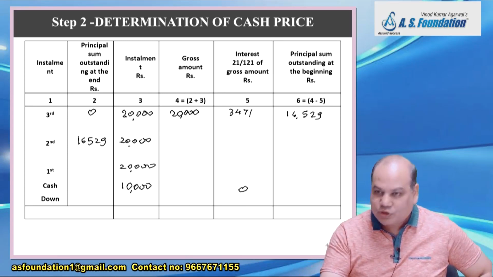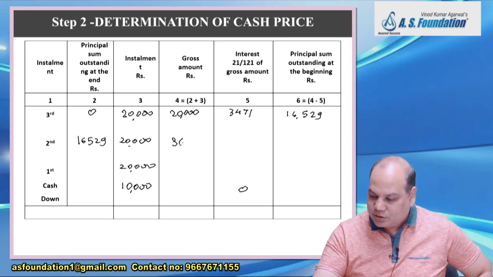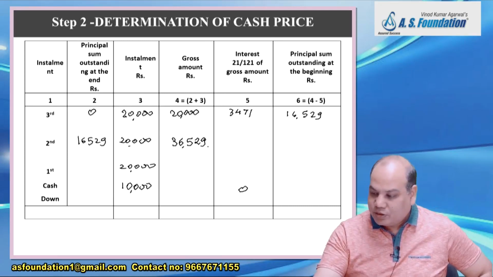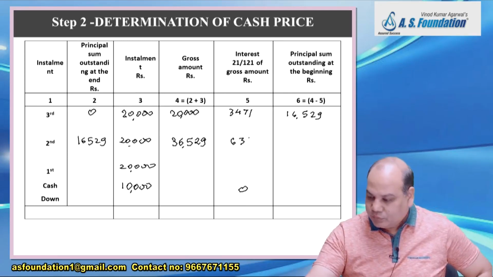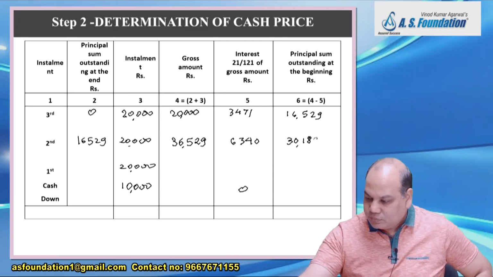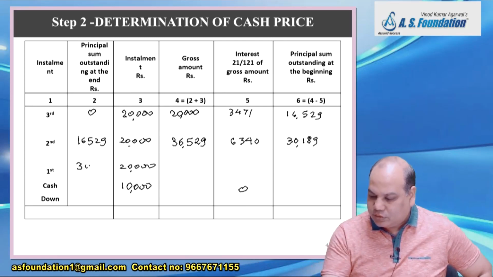16,529 plus 20,000 is 36,529. We are trying to find the cash price, hence reverse working. 21 by 121 of this number, round off and tell me. 6340, balance 30,189. Very good.